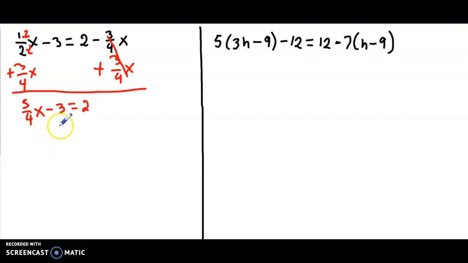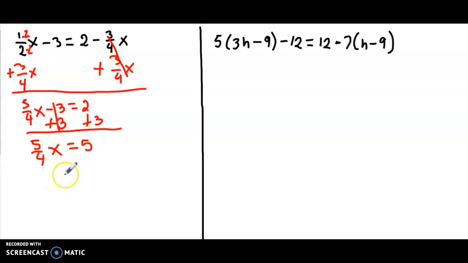So now here's a variable, you have this fraction and then negative 3. Remember, addition or subtraction are the first to go, so we have to get rid of this negative 3. So I'm adding 3 to both sides of the equal sign. And if I clean that up, I'm getting 5/4 x equals 5.